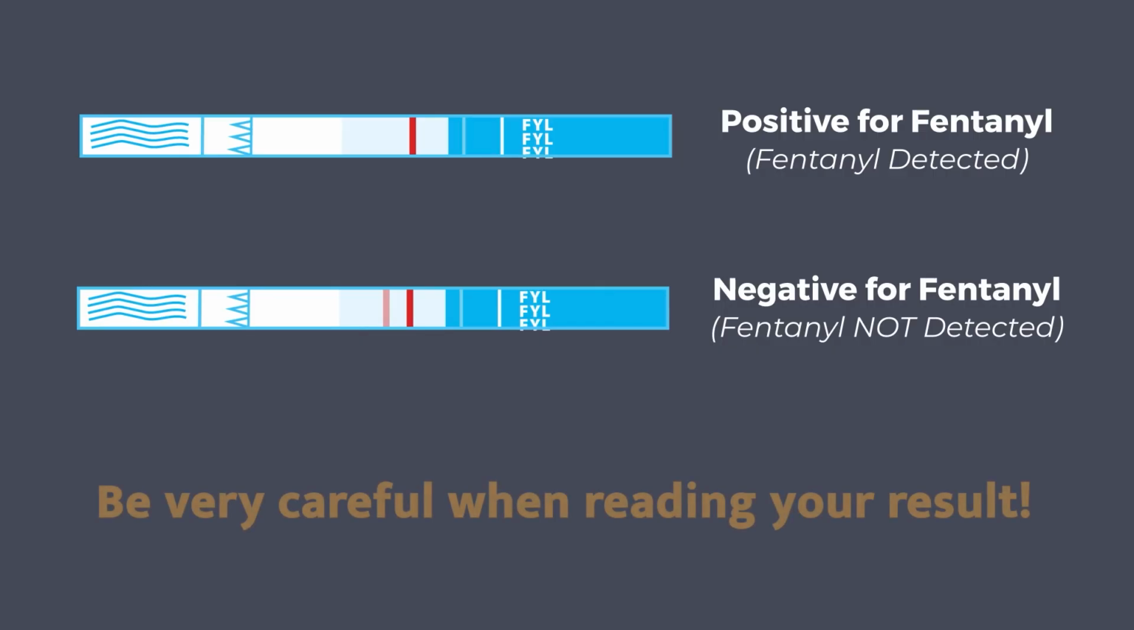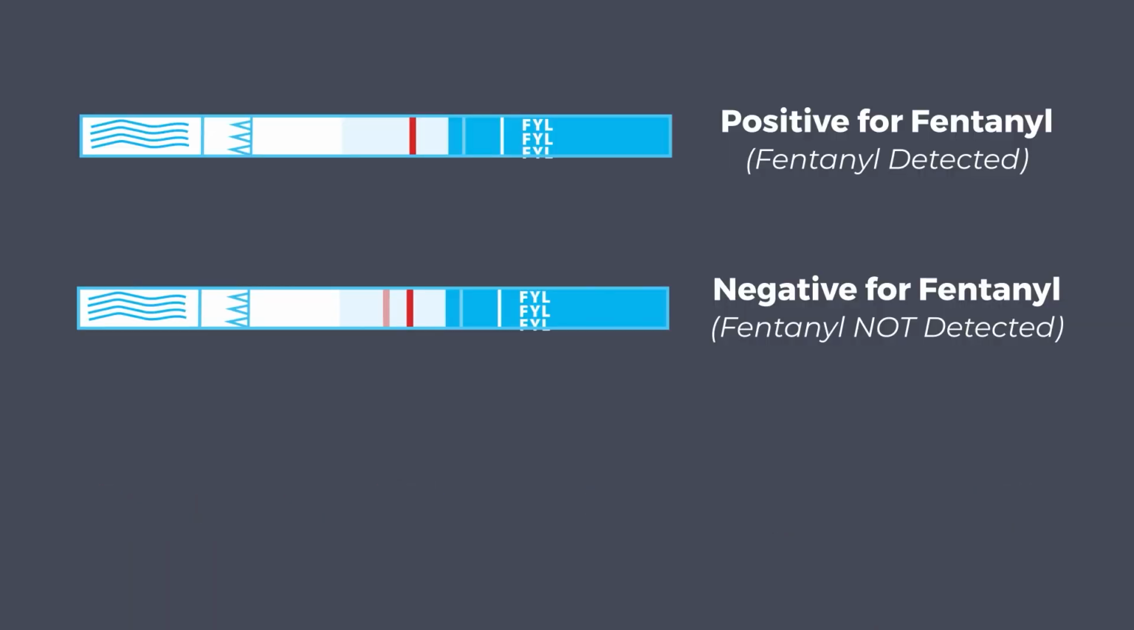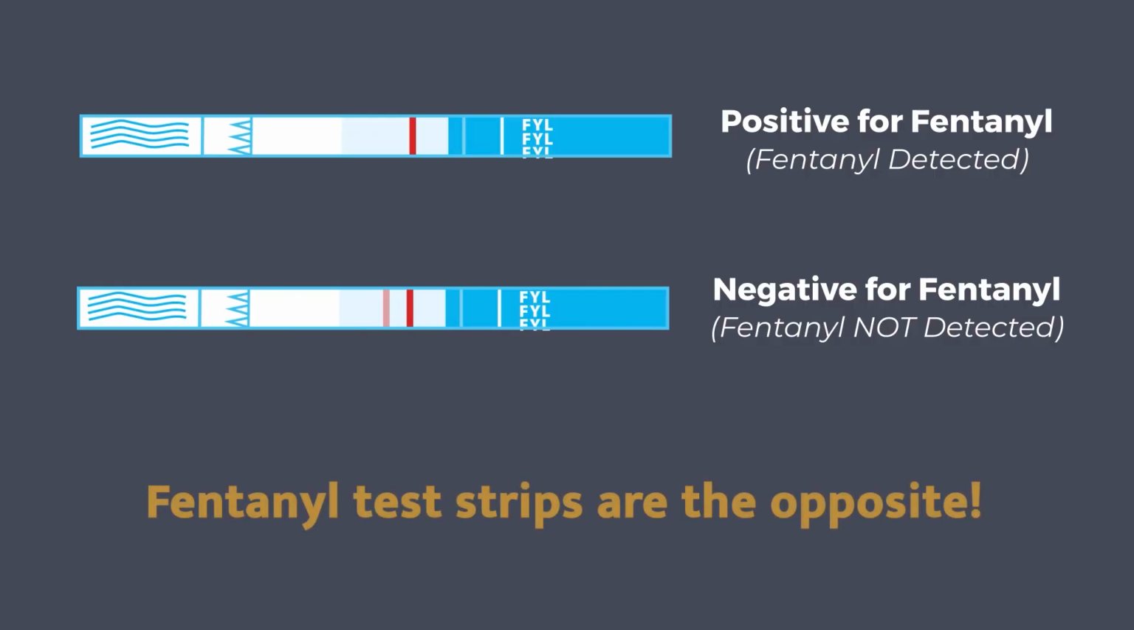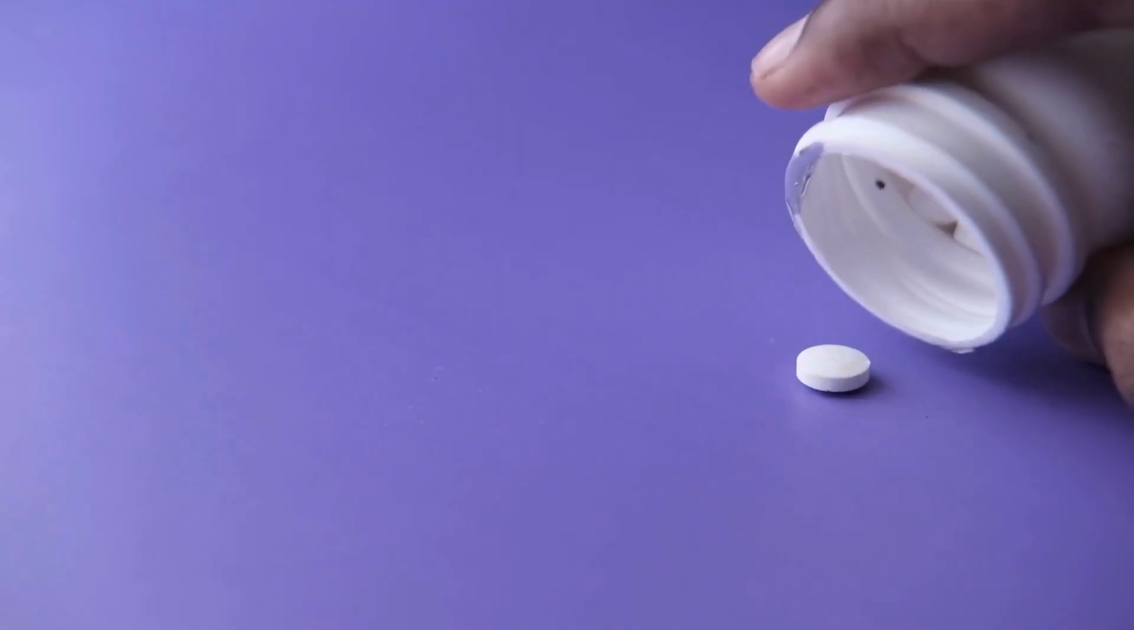Be very careful when reading your test strip results. If you've used other types of test strips before, such as those for COVID-19, you might be used to seeing 2 lines as a positive result. Fentanyl test strips are the opposite. It's crucial not to mix this up.